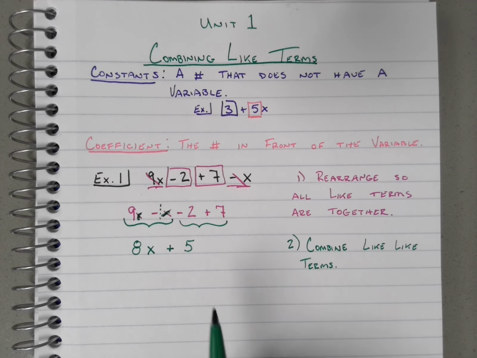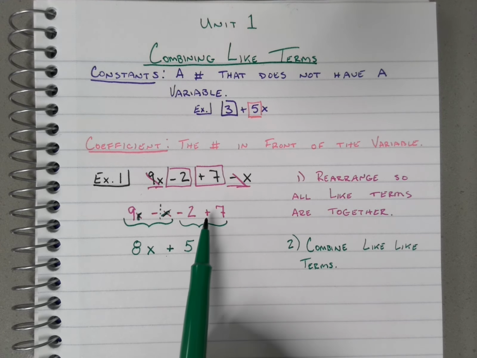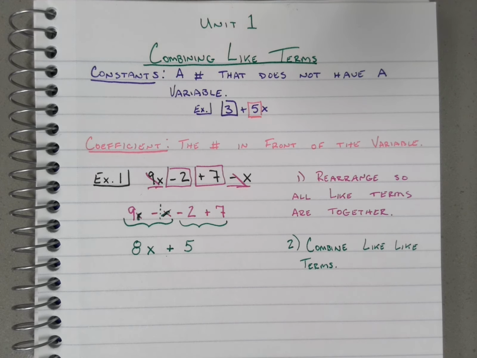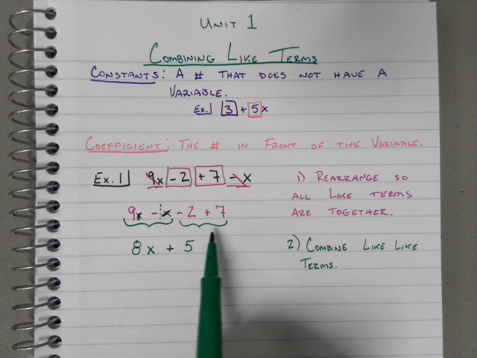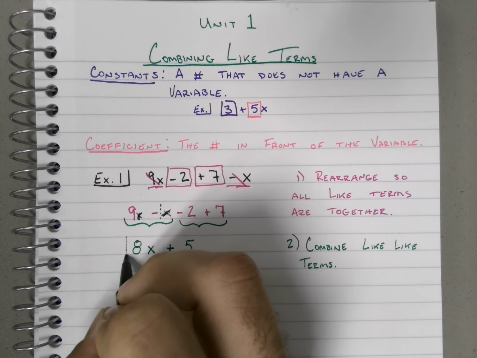Notice what I did there. Positive and a plus sign are the same. I use my sign to determine my operation. Okay, so negative 2 plus 7 is positive 5. All right, and this is your final answer.